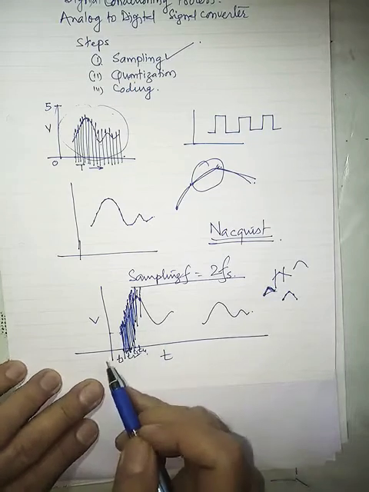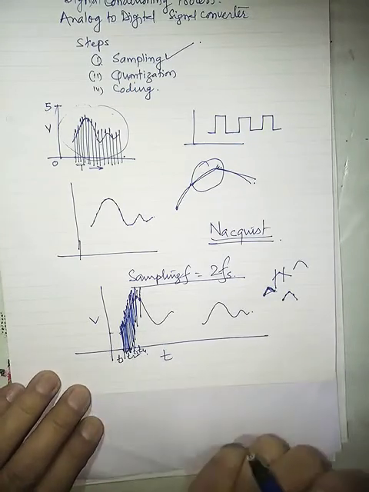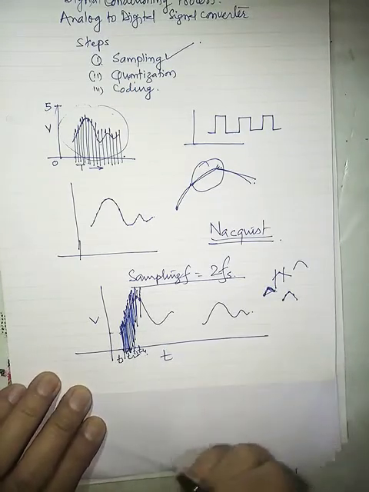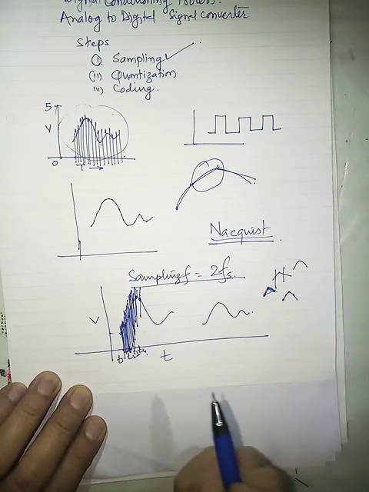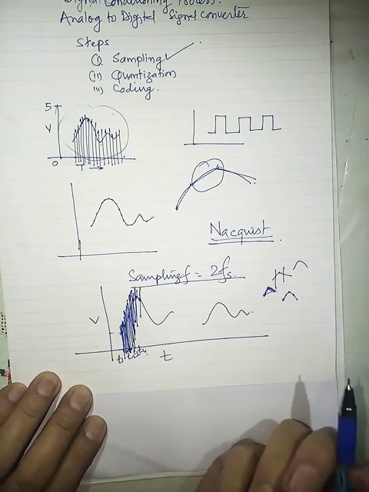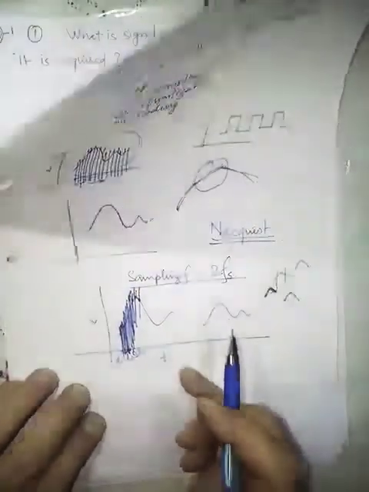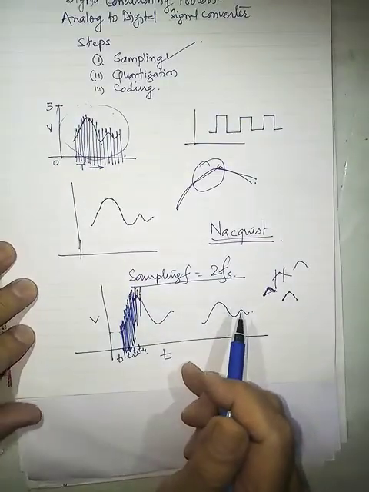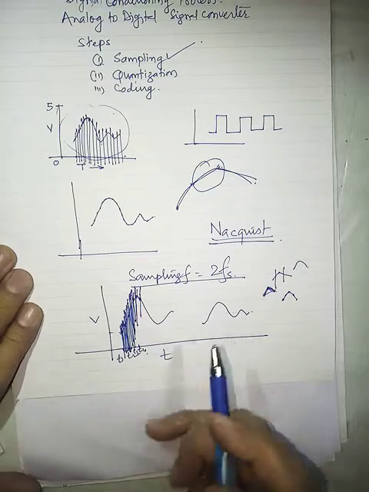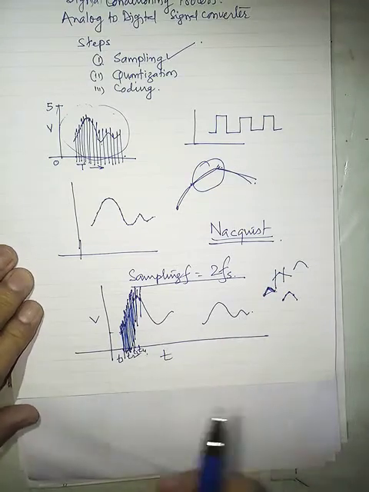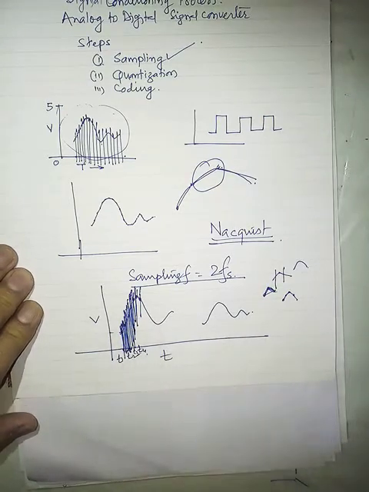But practically nowadays we have advanced technology where the clock pulse in our phones or processors is very high, maybe 1 megahertz or 1 gigahertz or more than that. So the sampling frequency is very high. That is why we are able to get results very near to the original results. So this was the sampling process.